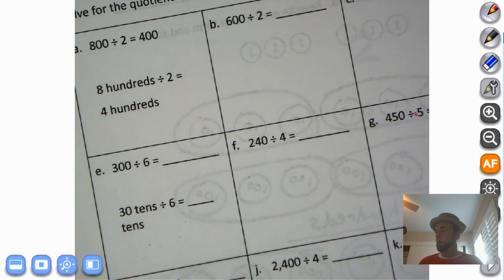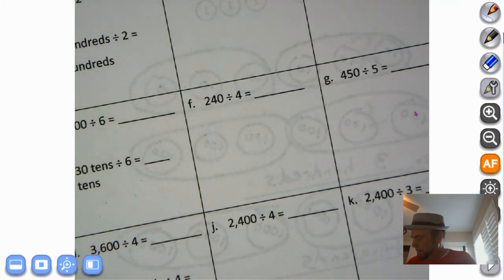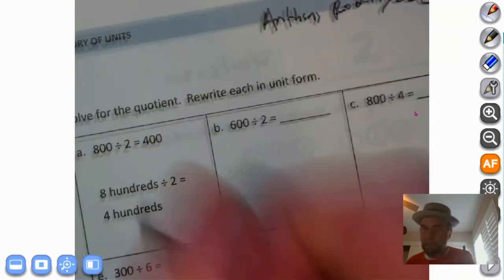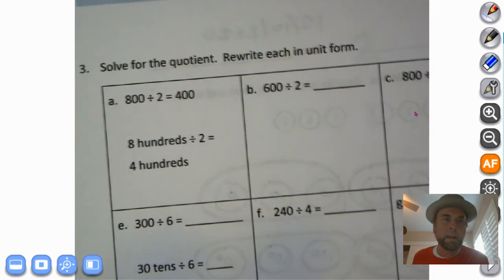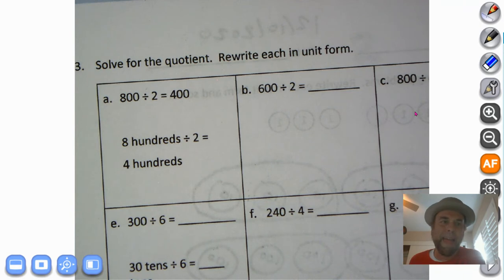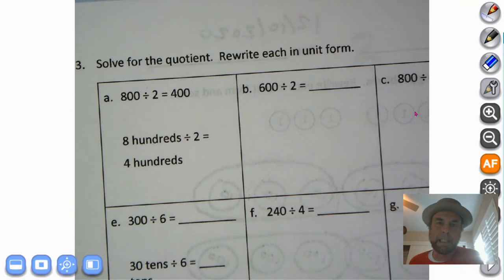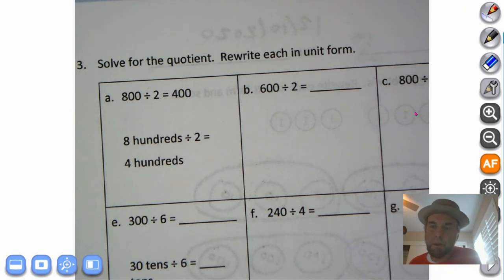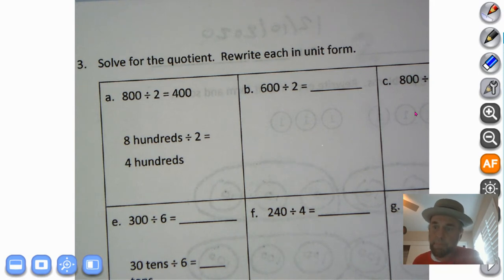Virtual Room 502. Doing the flip side of the problem set, that's page 78. And let's see what they're asking us to do. Solve for the quotient. Rewrite each in unit form. So quotient, of course, is a division answer. Let's get started.